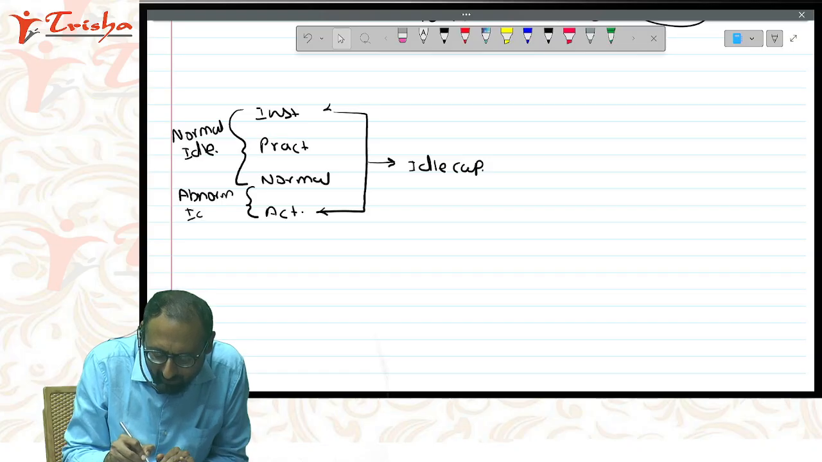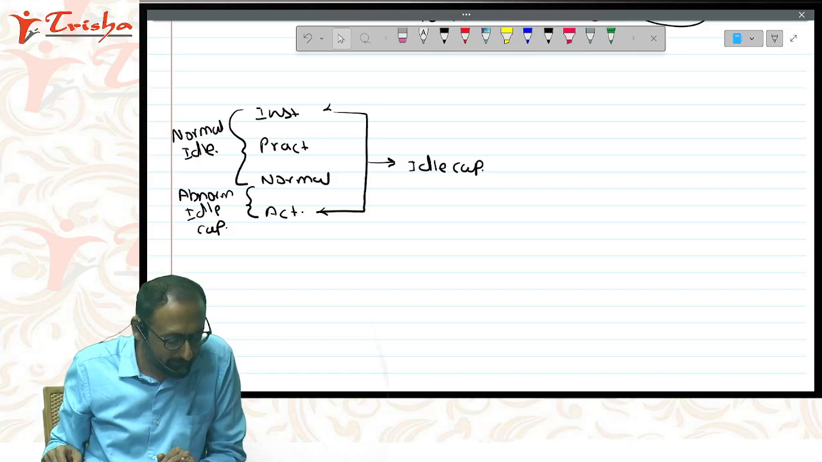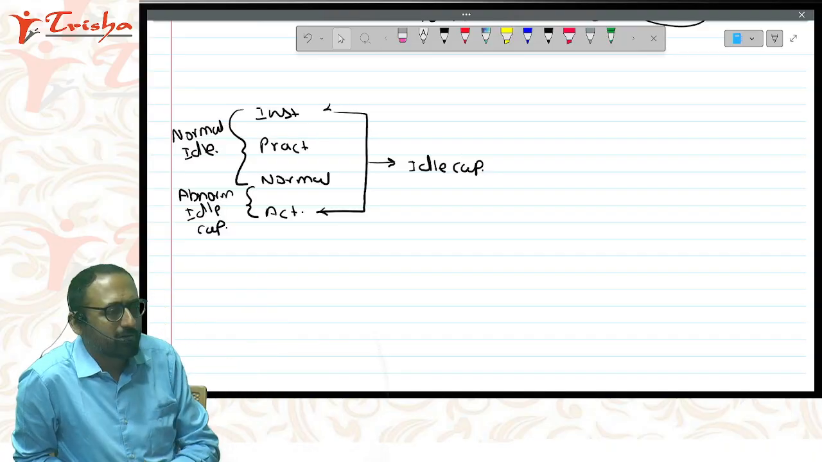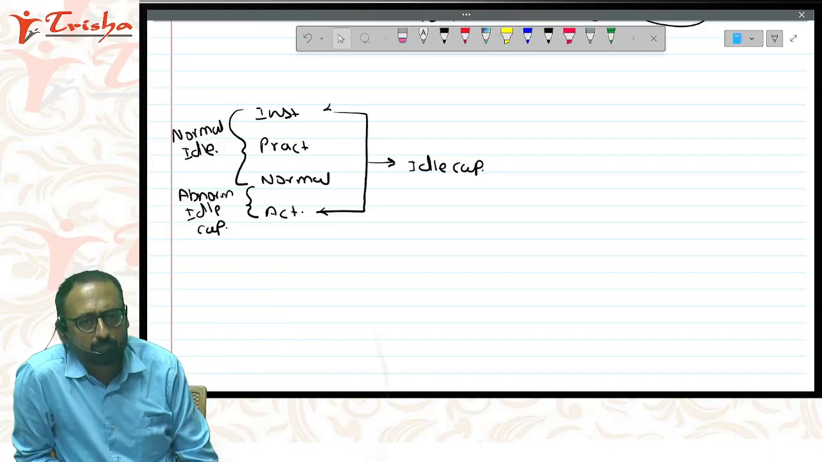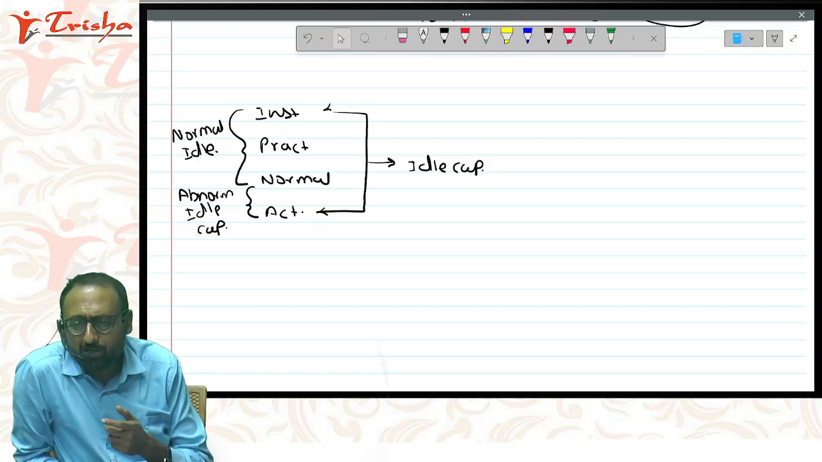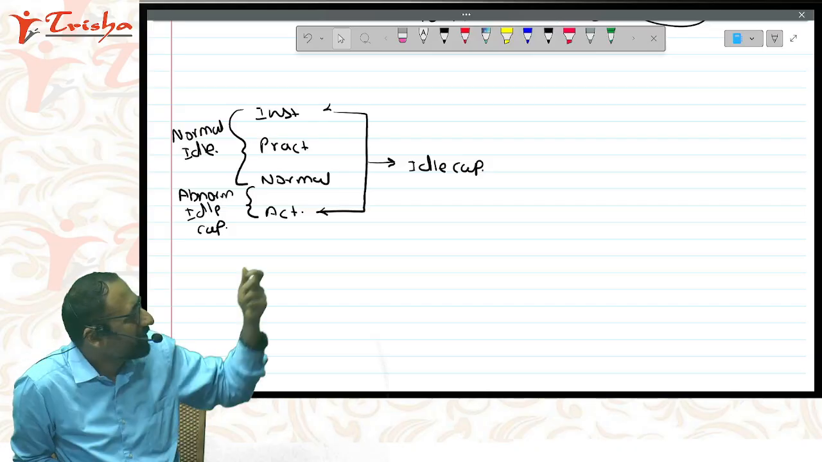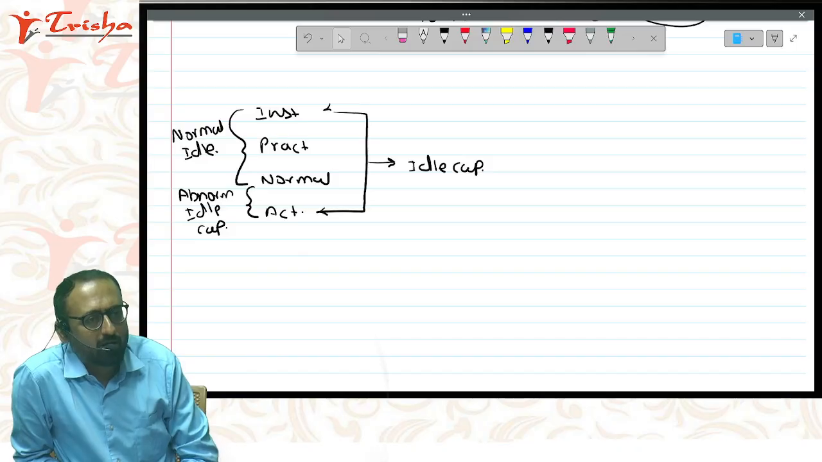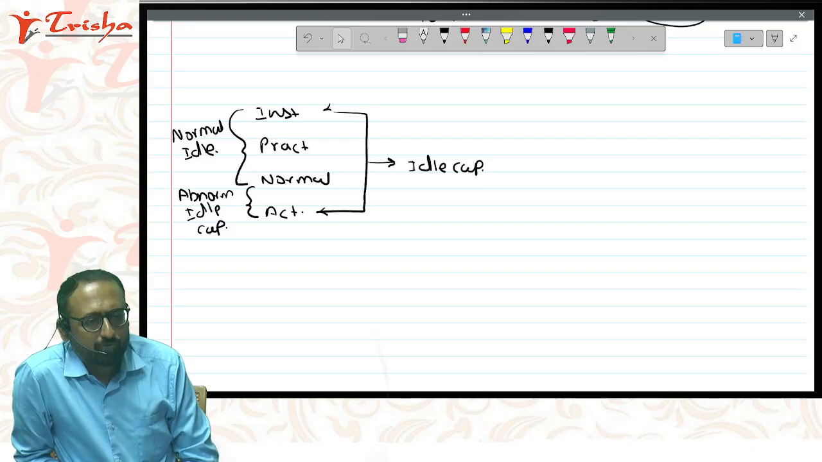Now, how to calculate normal idle capacity? Installed capacity minus normal capacity. And how to calculate abnormal idle capacity? Normal capacity minus actual capacity is called abnormal idle capacity. Full concentrate here.